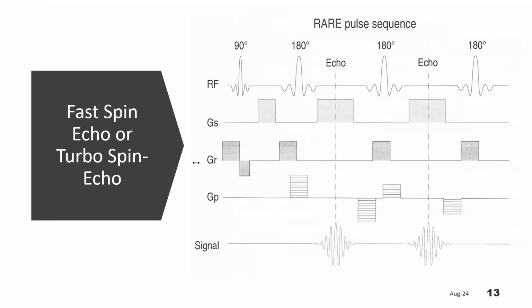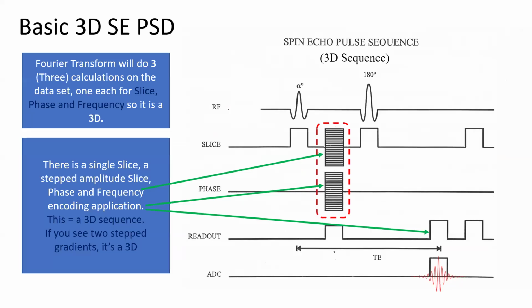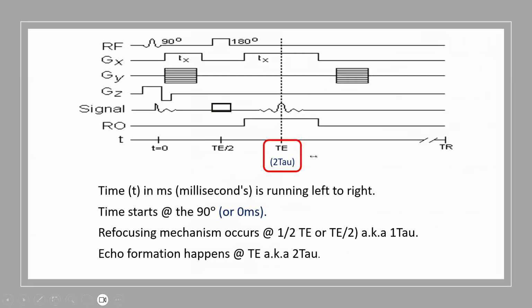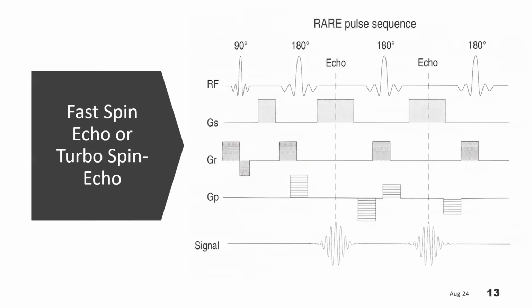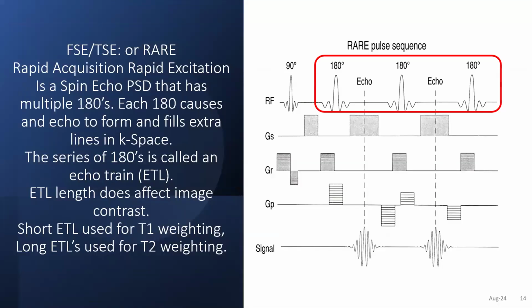Regular old everyday spin echo, right here, you're filling one line of K-space. There's one 180, there's one echo, you fill one line. Very inefficient time-wise. It's one line of K-space per slice per TR. Fast spin echo fills multiple lines of K-space per slice per TR. So your scan time goes down as a function of your echo train length.